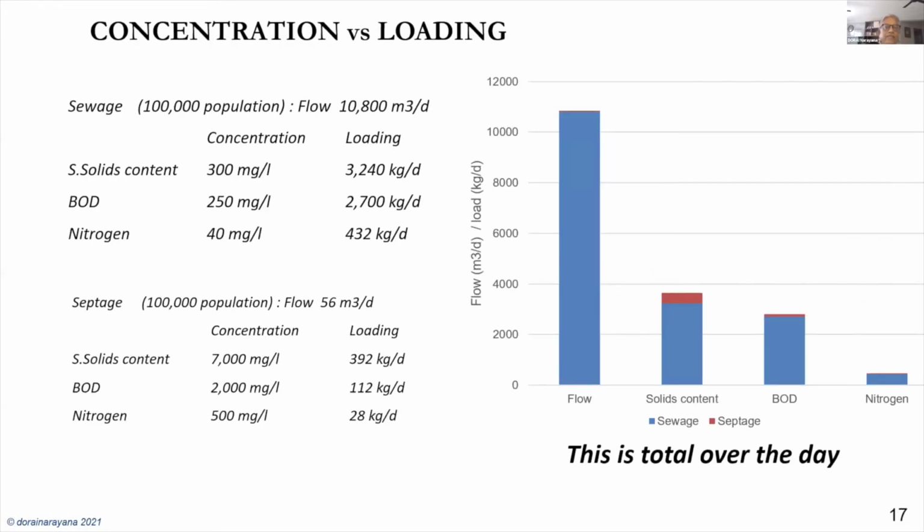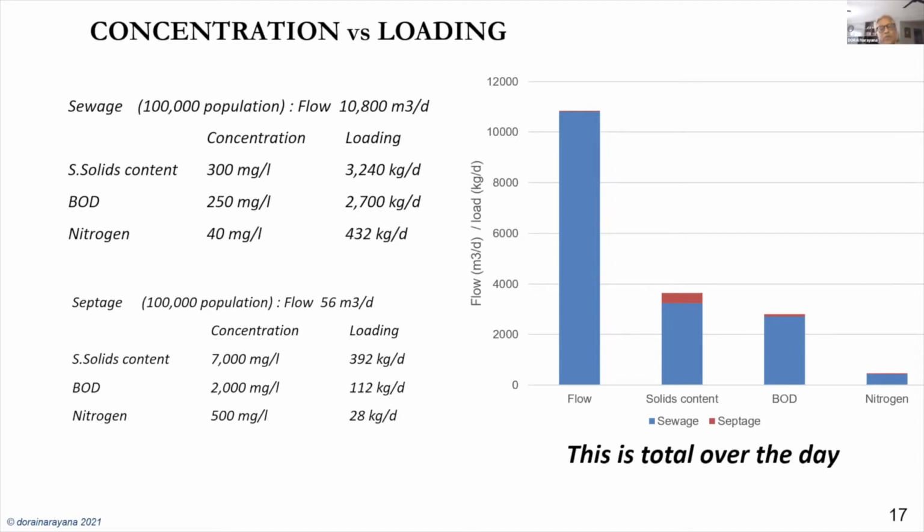And here we have done this: the first bar on the left-hand side is the flow. The blue part is the sewage flow, and the red small tiny thing on top, that is the flow due to septage. You can see it's insignificant. But when it comes to solids, it becomes a little more significant, BOD, a little significant, and also nitrogen, right? And this, again, we are talking about the total over a day, right?